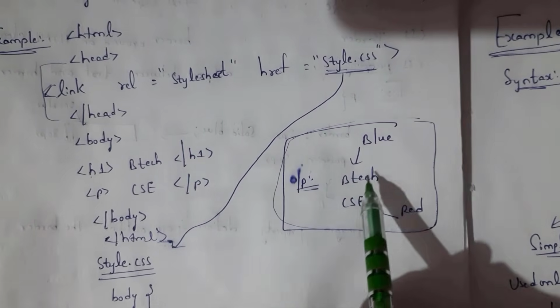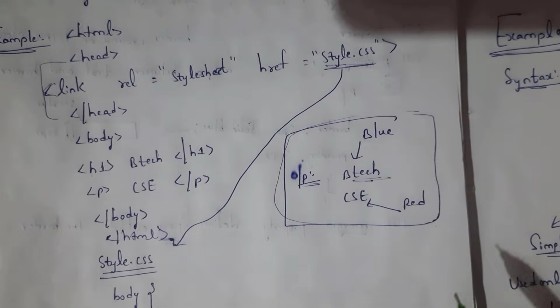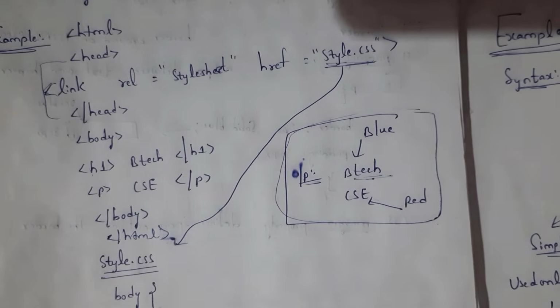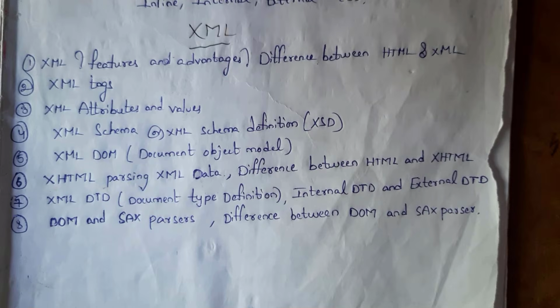So the output is: background color is green, B.Tech is in blue, and CSC is in red. This is what the output is going to look like. These are HTML CSS: that is HTML inline CSS, internal CSS and external CSS. Next I will explain XML.